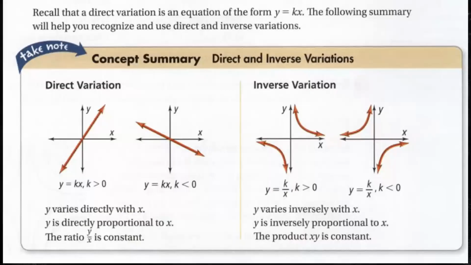So let's revise. What did we say yesterday? Here, as you see, this is the direct variation and the inverse variation. We said that the equation of the direct variation is y equals k times x. Y equals k times x. And for the inverse, y equals k over x.